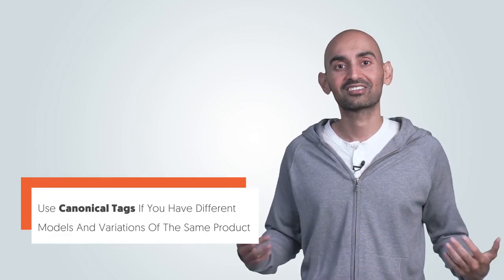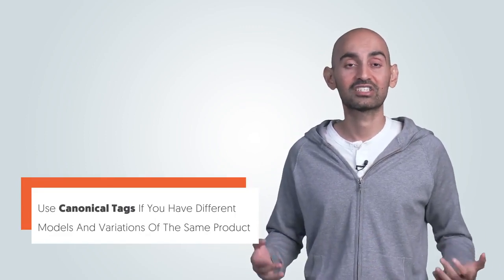You also want to use canonical tags if you have different models and variations of the same product, and eventually you stop selling those old products. A lot of e-commerce stores make the mistake of they just delete those pages. I'm like, why would you delete those pages? A lot of links to it, a lot of people still going to those pages. You want to make sure that you use canonicals or even 301 redirects.